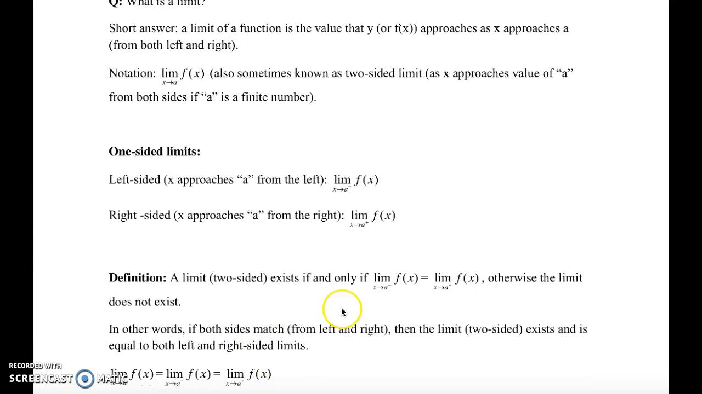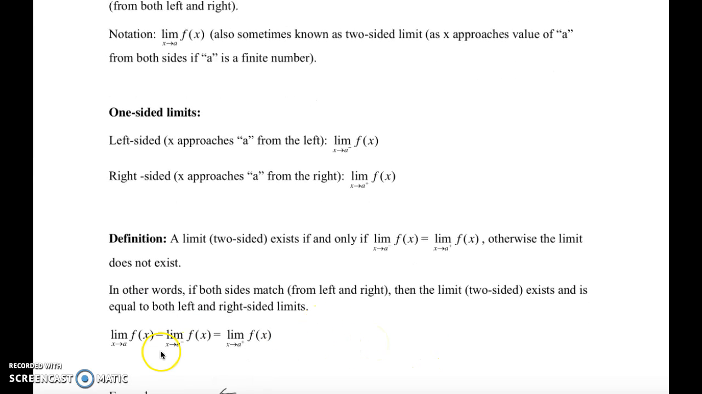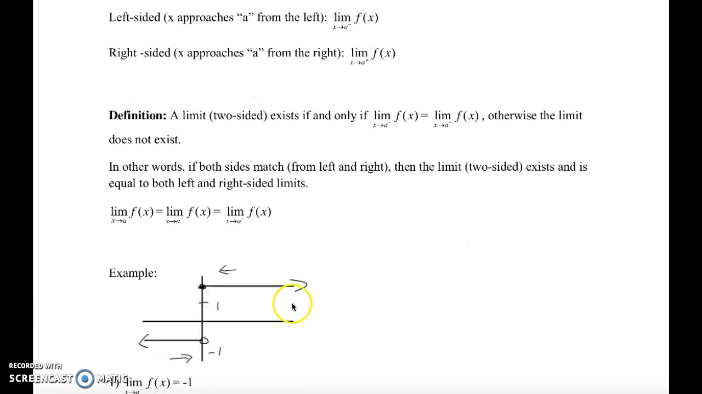A limit exists if and only if the limit from the left and the limit from the right are equal to each other. In other words, they match. Otherwise, we say that the limit does not exist, or DNE. So they have to match from both the left side and the right side. The limit exists if it is equal to the left, which is equal to the right. Here's an example of this.